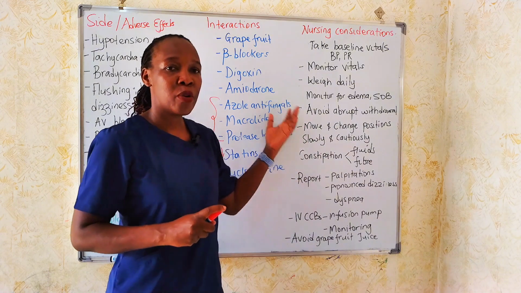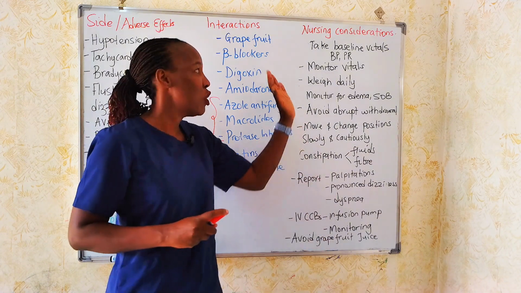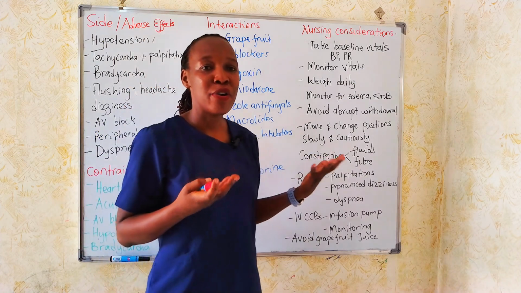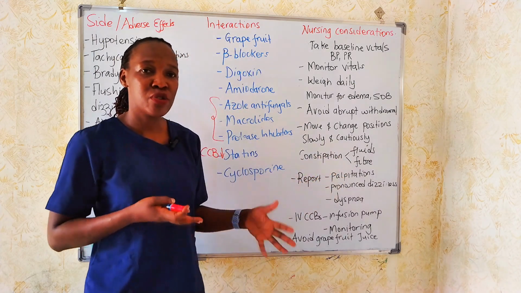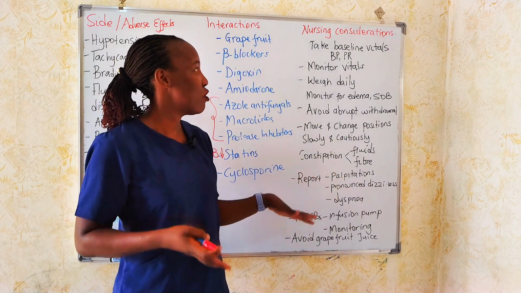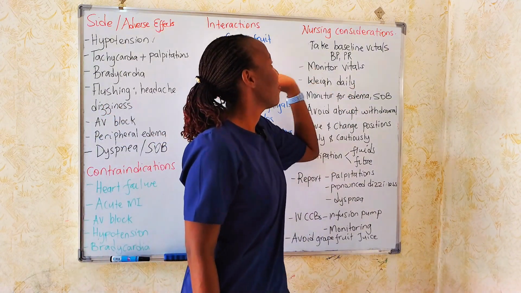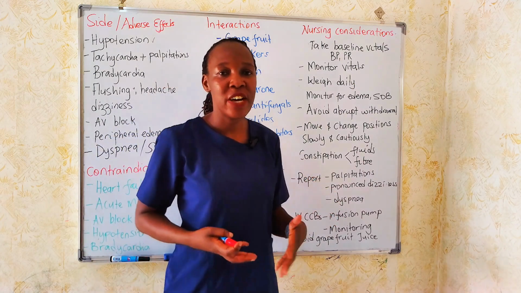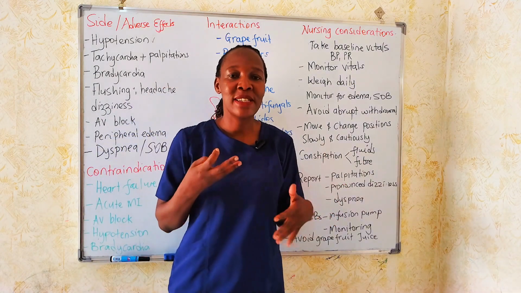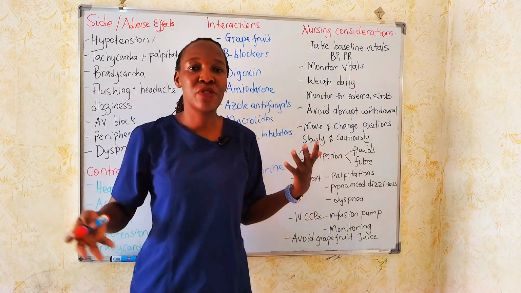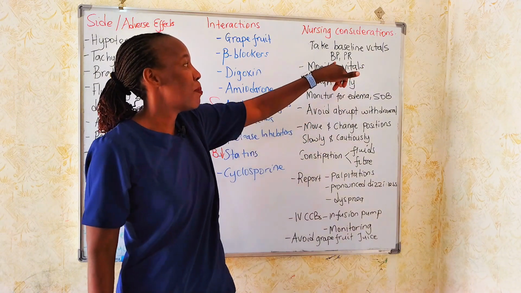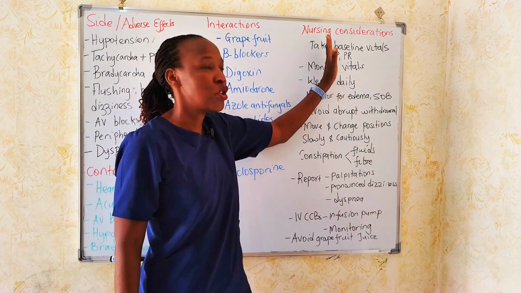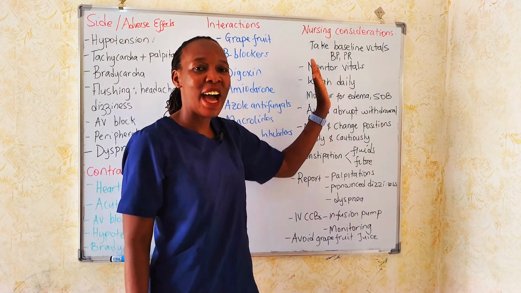Let's look at some of the considerations that we have to put in mind when our clients have been prescribed calcium channel blockers, and our role as nurses is to administer those drugs and also to monitor the effects of the drugs. Of course, the first thing that we want to do is to take baseline vitals. Baseline vitals help to give you parameters that you will use to compare with your subsequent measures. So we can take baseline blood pressure and pulse rate, bearing in mind that these drugs are going to reduce blood pressure and also reduce heart rate.